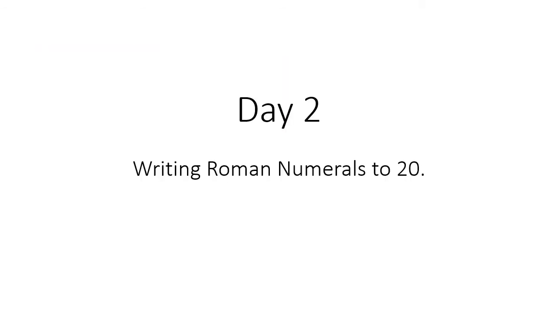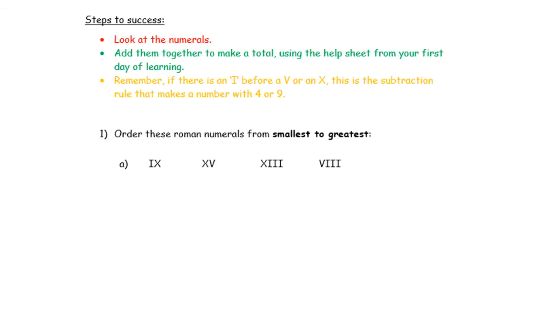So moving on to day 2, you're again writing Roman numerals to 20. What you need to do today is order Roman numerals from smallest to greatest. The second part of your sheet is ordering them from greatest to smallest, so you need to look carefully at the question. We're just going to go through the first example together. Your steps to success says, look at the numerals, add them together to make a total using the help sheet from your first day of learning.